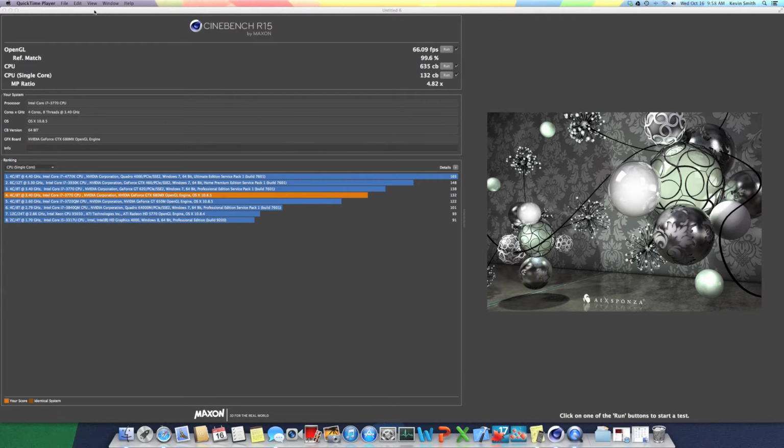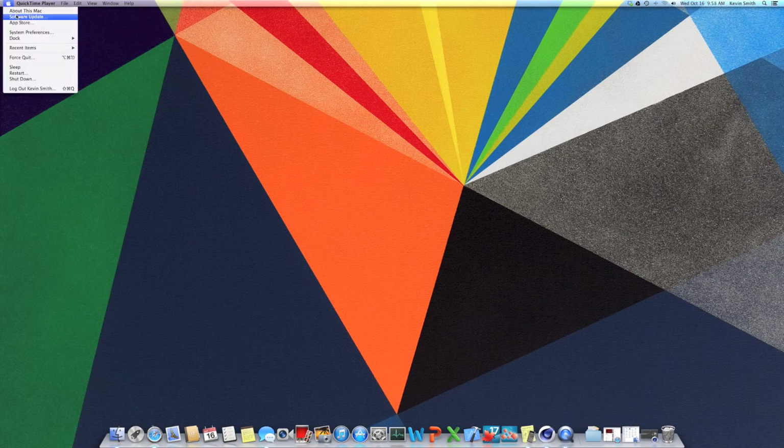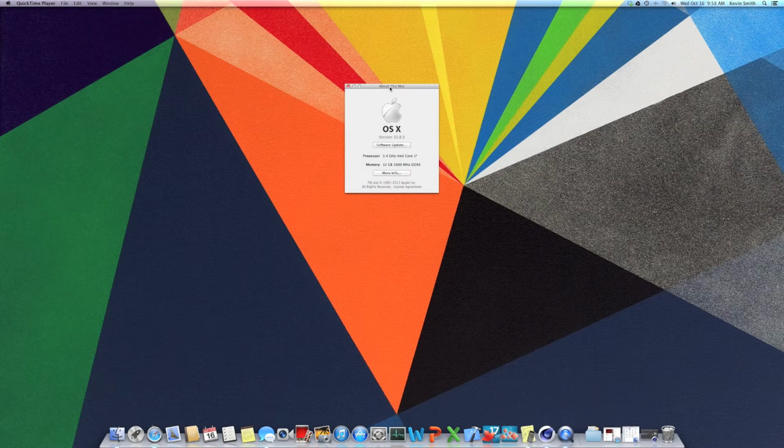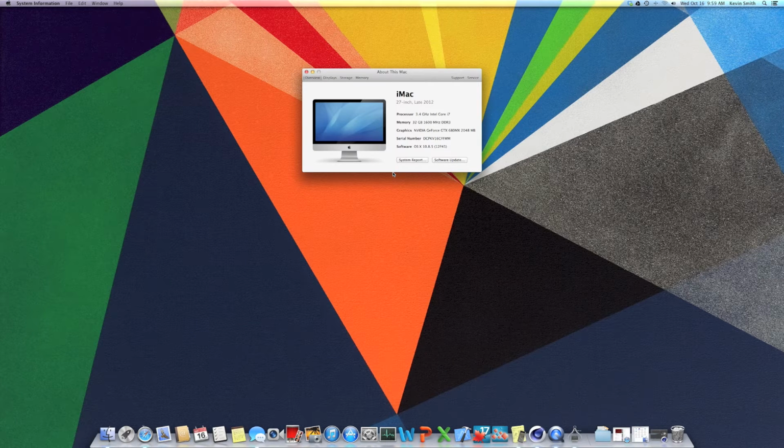This system, they call it the late 2012 model. I got this in July of 2013, actually. And I'm going to show you some specs on this computer. All right, this one is the 3.4 gigahertz i7, 32 gigs of RAM. And this one's running the NVIDIA GeForce GTX 680MX with 2 gigabytes of RAM for video.